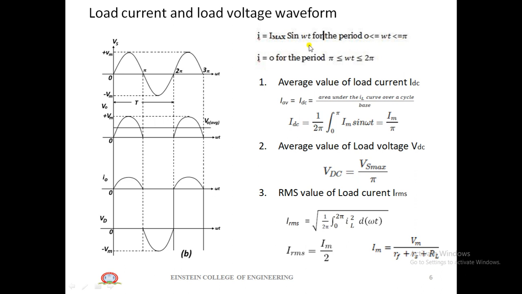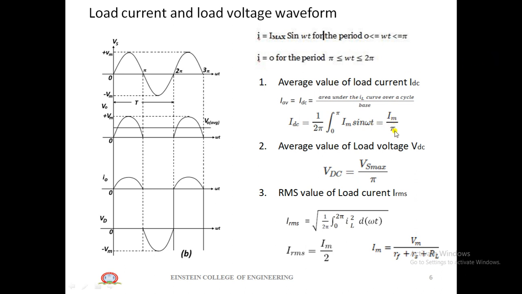For 0 to pi, the value of current will be Im sin omega t, and from pi to 2 pi, the value of current will be 0. So this whole term will get eliminated, and only the limit 0 to pi prevails. So we can write the equation as 1 by 2 pi integral 0 to pi Im sin omega t. While integrating these terms, we get IDC equal to Im by pi.